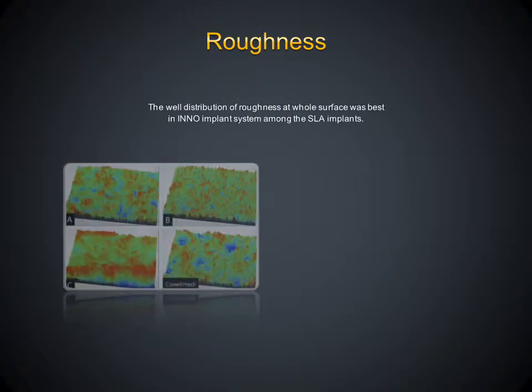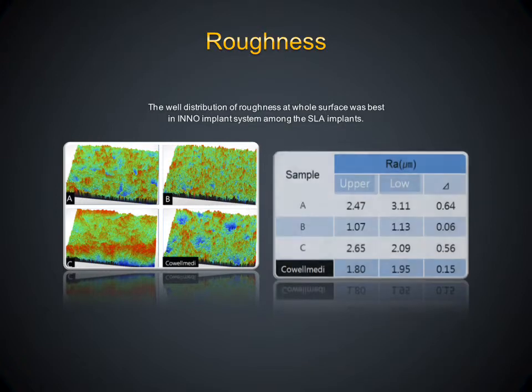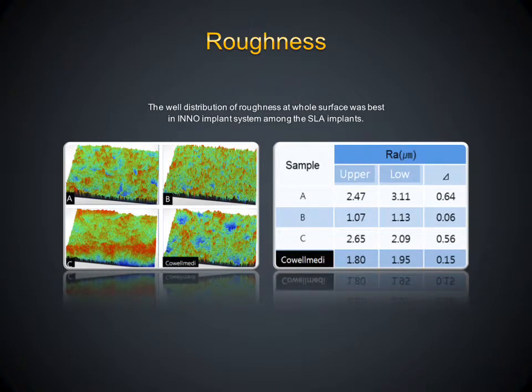The distribution of roughness on the whole surface was best in INNO implant among the commercial SLA implants. The depression and protrusion areas are well distributed in INNO implant. Sample A does not have well-distributed depression areas. Samples B and C do not have dispersed areas.